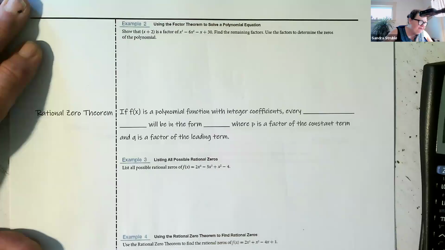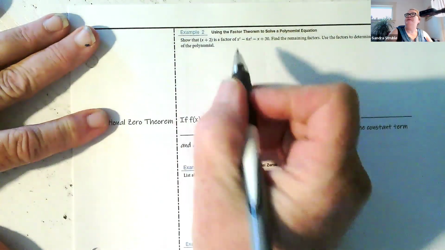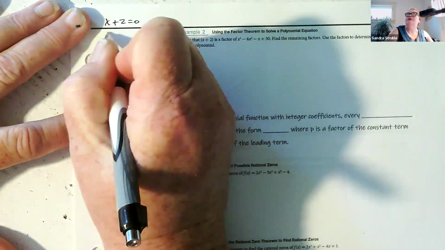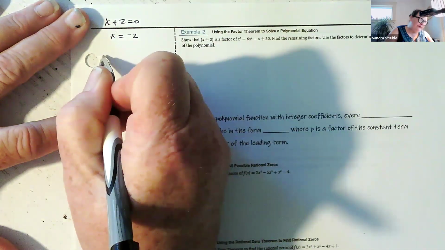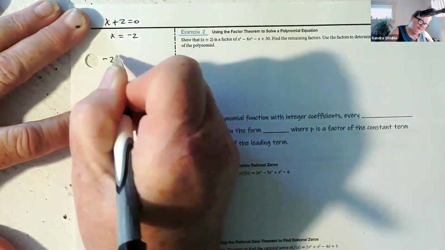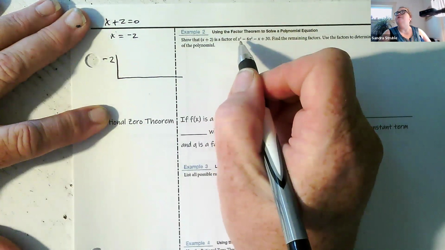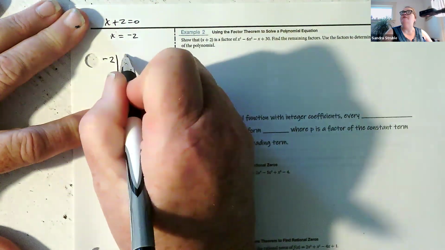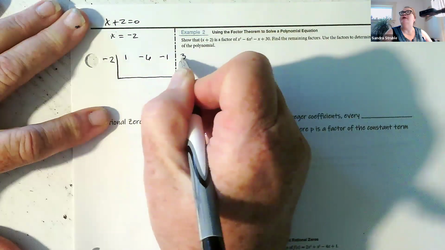So the first thing we're going to do is synthetic division. I'm going to do it over here to the left because I'm going to need a little bit more space. So x plus 2, set it equal to 0 and solve. Subtracting 2 from both sides, we get x is equal to -2. So for synthetic division, we're going to use -2 as our divisor. Make sure we have all of our variables, 3, 2, 1, we are good. Coefficient of x cubed is 1. We've got -6, -1, and 30.